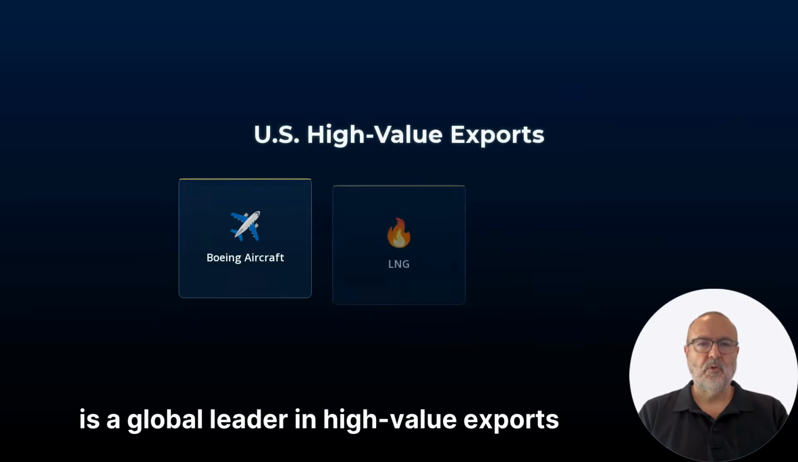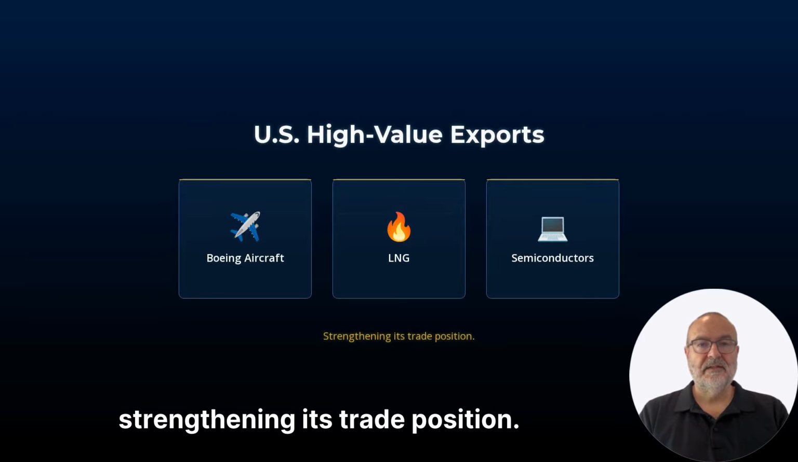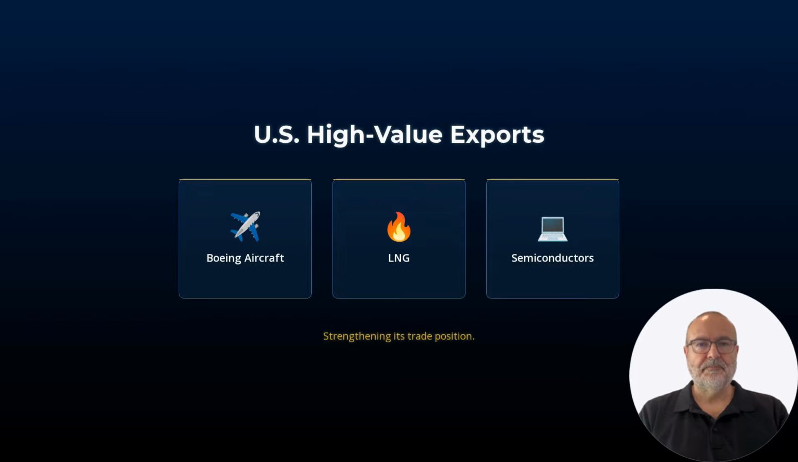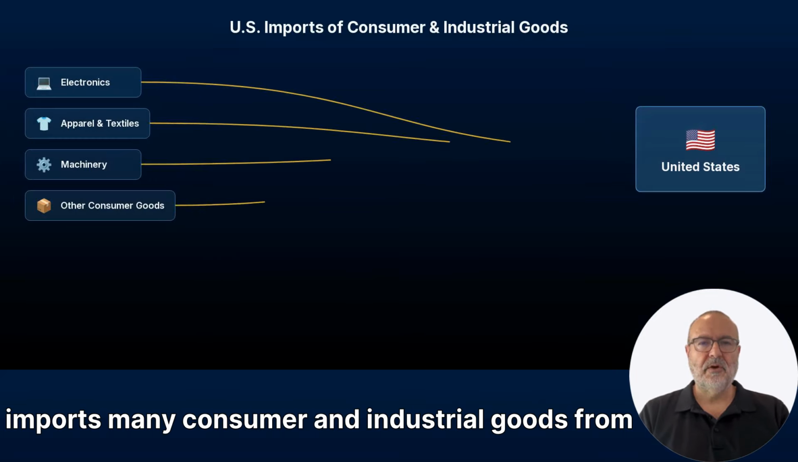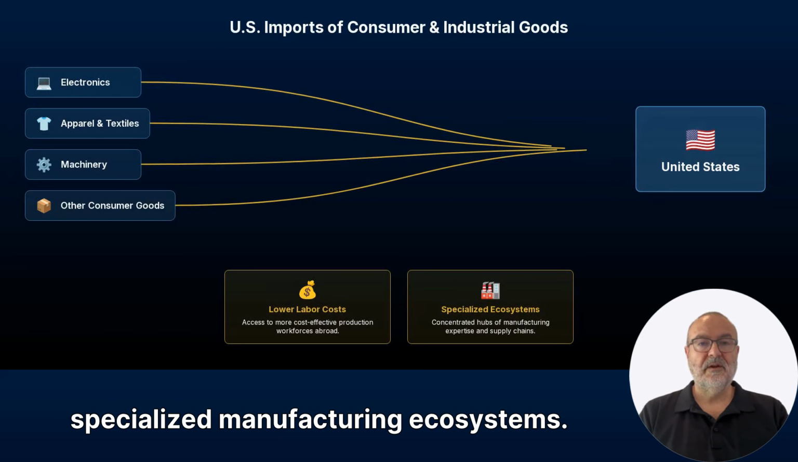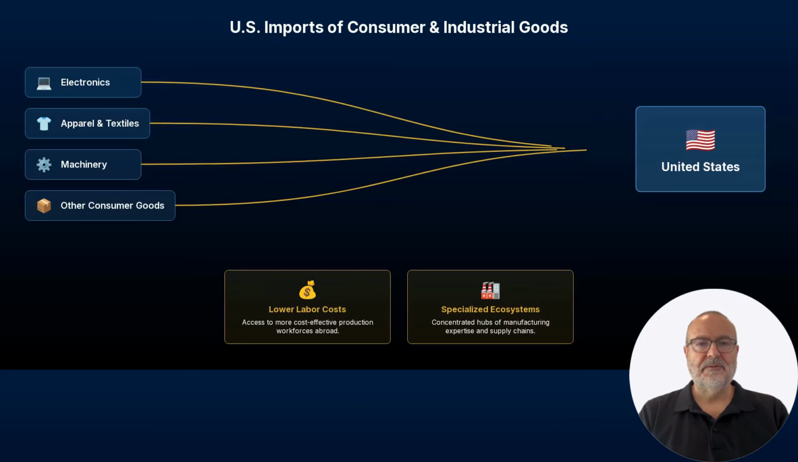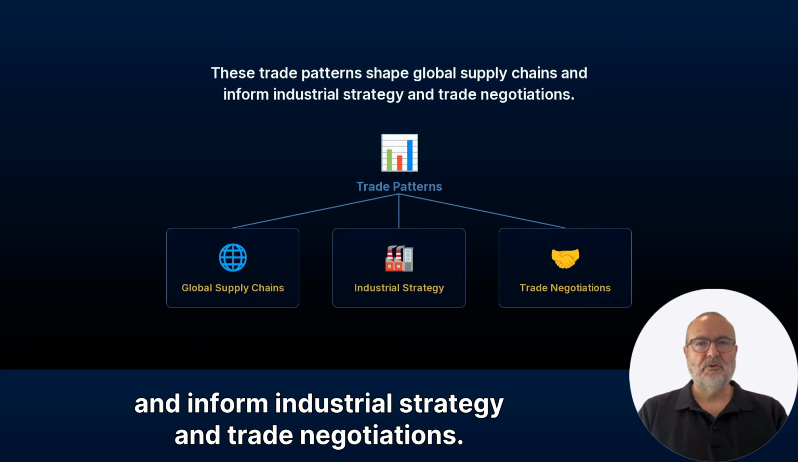The U.S. is a global leader in high-value exports such as Boeing aircraft, LNG, and semiconductors, strengthening its trade position. Conversely, the U.S. imports many consumer and industrial goods from abroad due to lower labor costs or specialized manufacturing ecosystems. These trade patterns shape global supply chains and inform industrial strategy and trade negotiations.